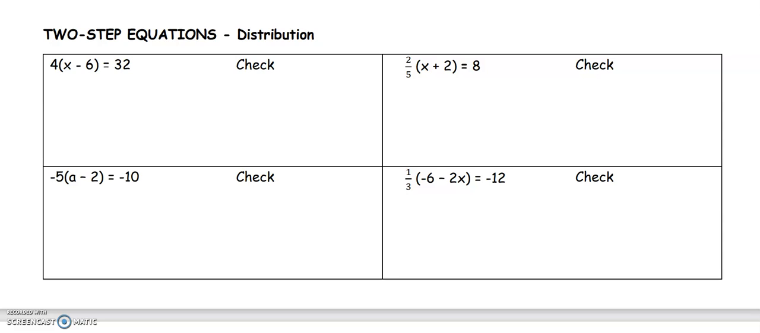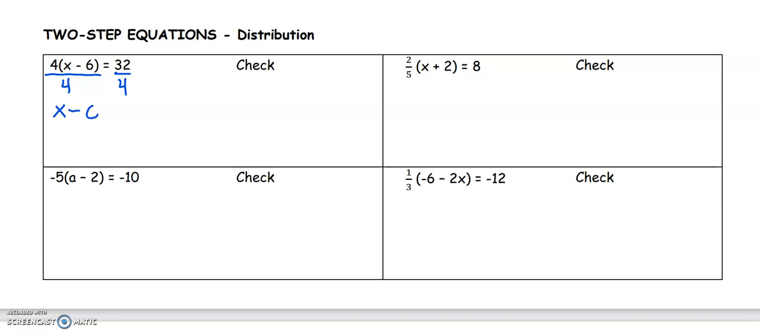So last class we said we would go ahead and take that outside number, and because 4 is being multiplied by the parentheses, we're actually going to just divide by 4 and work that way. When we divide by 4, we're left with x minus 6, and we no longer need the parentheses, and 32 divided by 4 is 8. Now we have just addition and subtraction in our problem, so we're going to go ahead and add 6 to both sides and get an answer of 14. We absolutely should check.